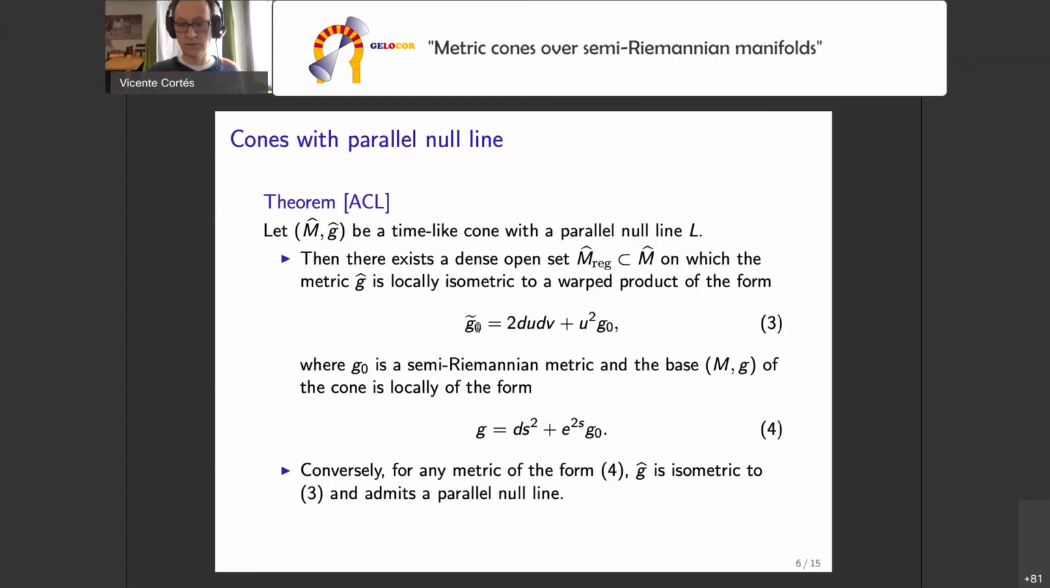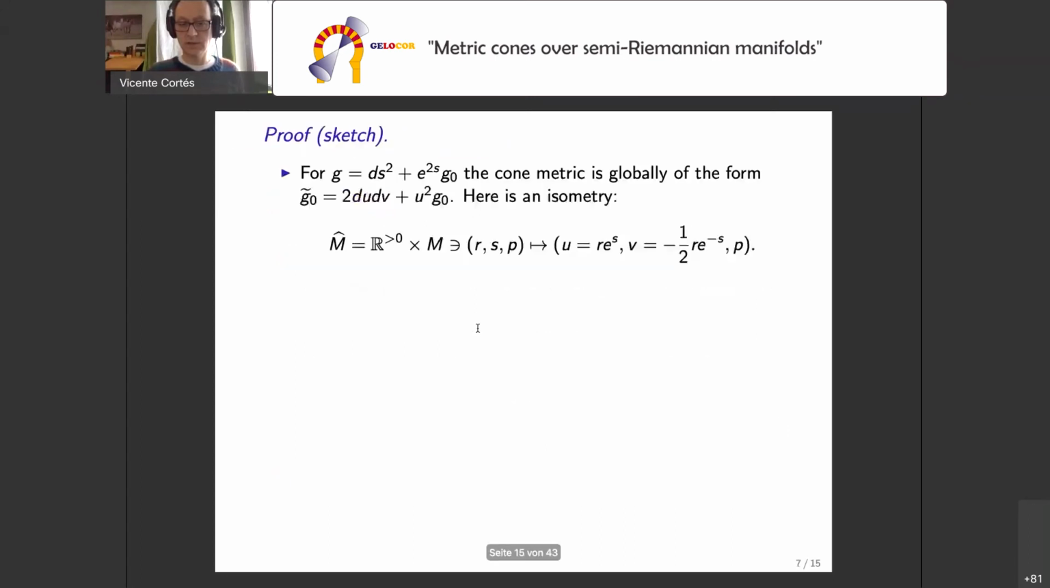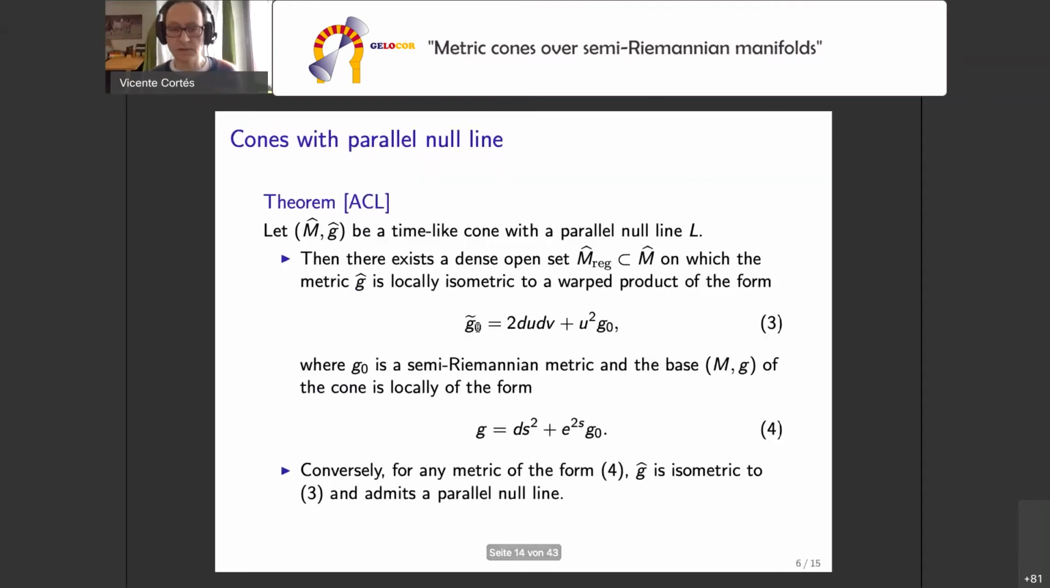And I want to explain a little bit how this is obtained. Perhaps I leave it a moment for you to read the full statement. So we want to show that every cone with a parallel null line is of this form 3 for some metric g0. And conversely, if you start from a metric g0, then we want to show that the cone over this metric g, defined as a warped product, is a cone with a parallel null line.